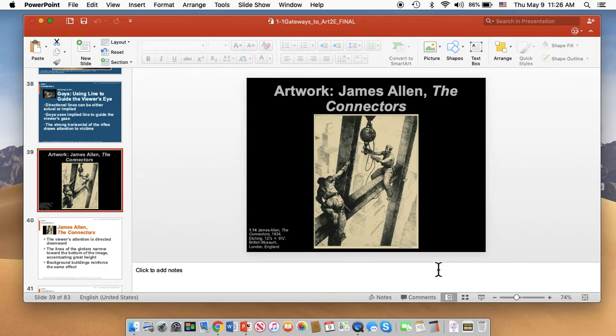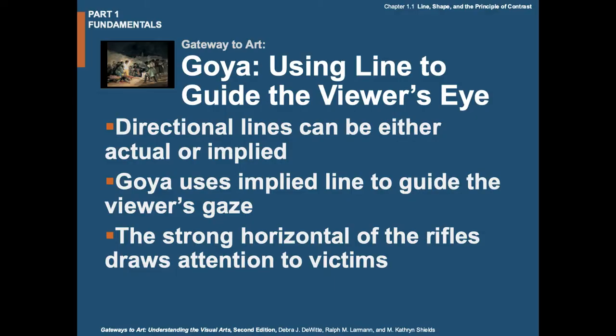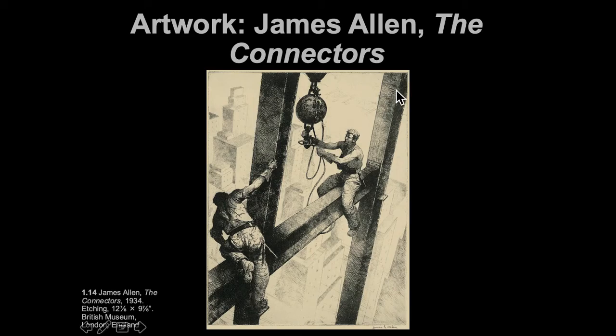We were looking at James Allen's The Connectors, and the directional line is vertical, somewhat diagonal as well. But the idea here is to give that sense of height. These guys are obviously up high, risking a lot in a dangerous building situation, and that's being conveyed by not only those lines, but also this negative space. But you can see the buildings behind them. That's what they're building, but you can see the danger of it from the open space and that line bringing your eye down so you get a sense of the height.